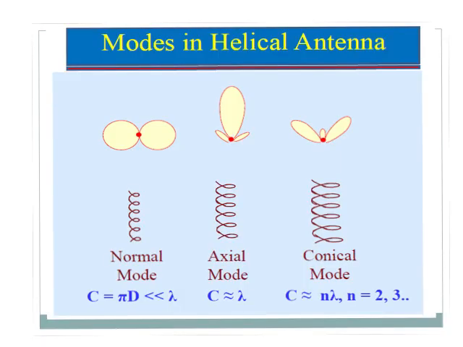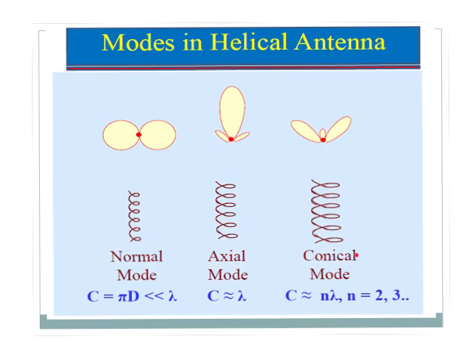These are the representations of the different modes of the helical antenna. This is the normal mode, in which C is very much less than lambda. As you can see here, C is less than lambda, that is why we have smaller loops, and this is how the radiation pattern looks. Coming to the axial mode, in which C is almost equal to lambda, this is how the radiation pattern looks. It is more directed, and there are only little side lobes.